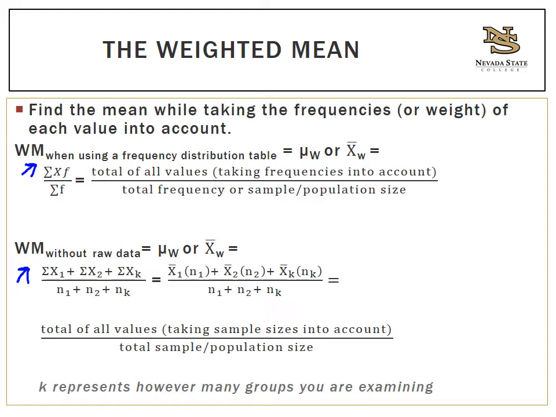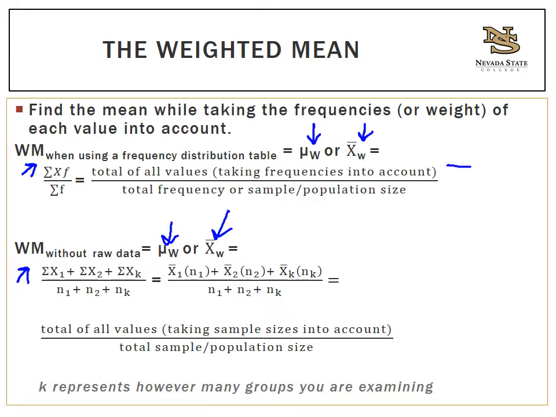So the weighted mean is symbolized for a population as a mu with a W subscript, or the X bar if you're using a sample with a W subscript. And you'll see that consistent for either way you're doing it. So I'll show you examples of this in practice, but first I want to explain the formulas.